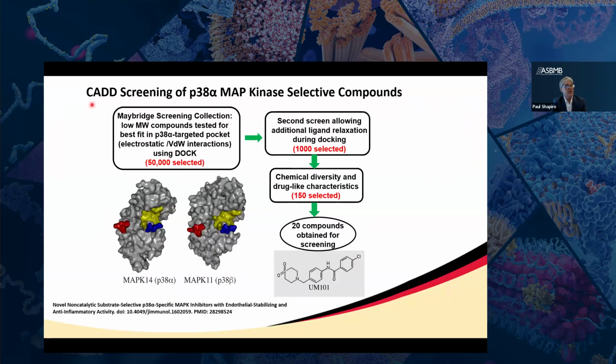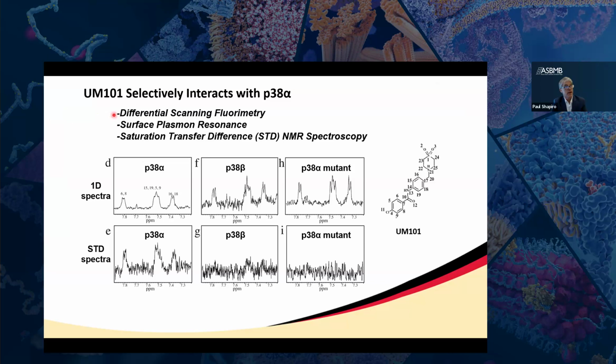Basically, again, using a CADD screen, we identified from thousands of compounds and obtained some optimized compounds. We came up with this molecule, which we called UM101, that was selective for alpha and not for beta. That was tested in a number of ways. We used a number of biophysical assays to show those differences, using things like differential scanning fluorimetry and surface plasmon resonance. I'll just show you a little bit of data about how we used an NMR spectroscopy technique, saturation transfer difference spectroscopy, that helped show that this compound was selective for alpha, not for beta, and also for the site that it was designed against.